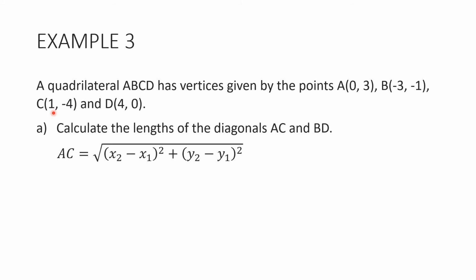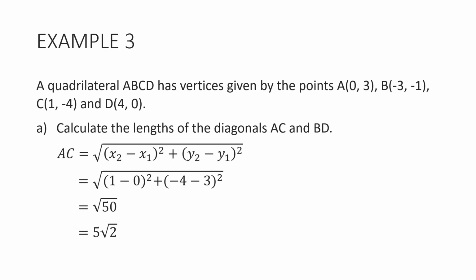So x2 is 1 and x1 is 0. So we're going to do 1 take away 0 all squared. And then we're going to do -4 take away 3 all squared. This is 1 squared, that's all right. And this is -7 all squared, which is 49. So that's the square root of 50. And we'll just reduce that down to 5√2.